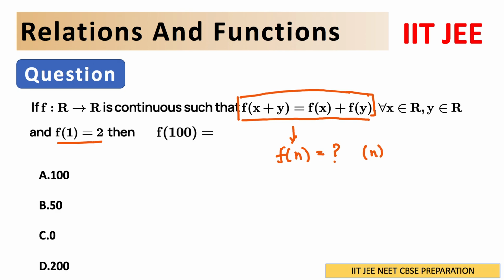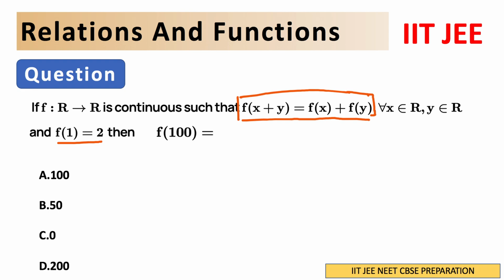If we are able to write some general form, then whatever number we supply here, whether it is 100 or 1000 or 10,000, we will be able to write the answer for that. So let's quickly do that.